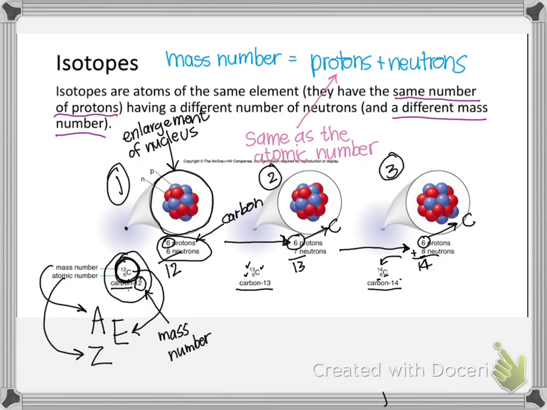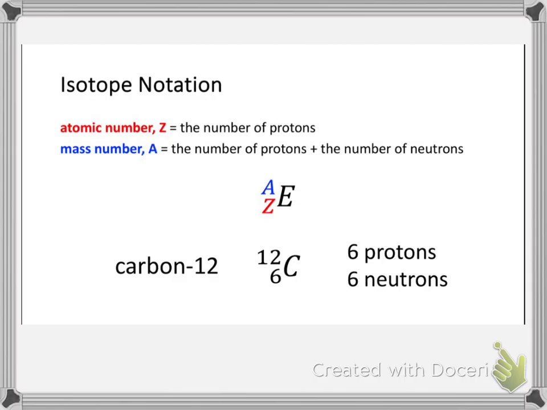Let me erase just a little bit here. Sorry, it's not erasing for some reason. There we go. I'm just erasing one of them. So I want you to be able to write things in this notation. I want you to understand the connection between how we write the name like this or the isotope notation like this. So we're going to practice.